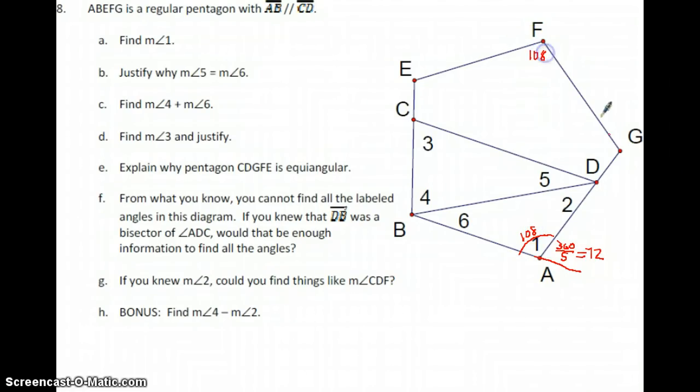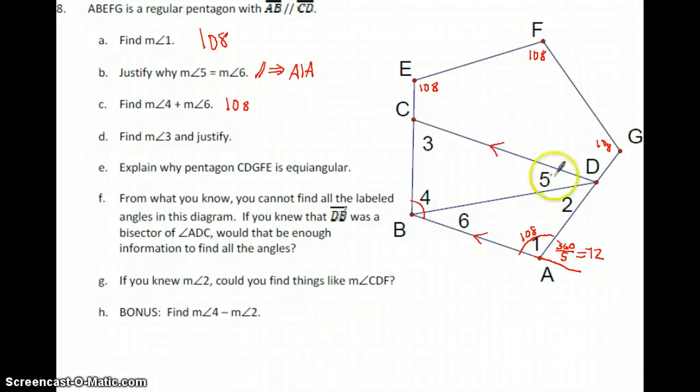I think I'm going to need these later, so I'm going to go ahead and put these in. All the measures of the interior angles of this whole thing is also 108. Why is 5 equal to 6? Well, these are parallel, it tells me at the beginning those are parallel. This is the fact that parallel lines tell me that AIA angles are congruent. Great. 4 plus 6, oh, I just marked that. That's 108. That's one of the angles of the pentagon.